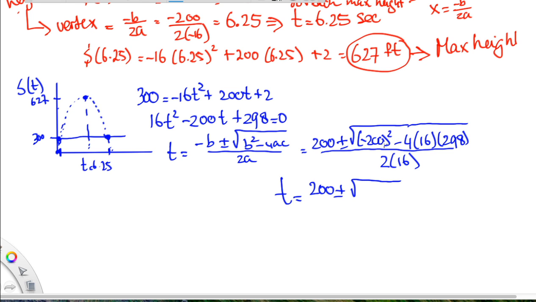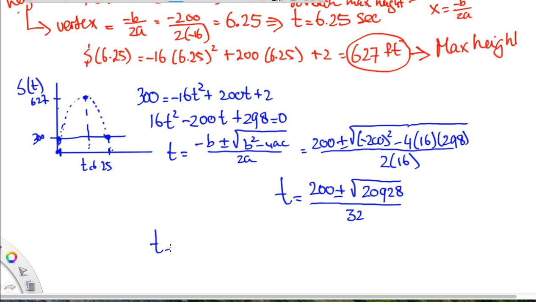So in the calculator, I would just type in this part, the negative 200 squared minus 4 times 16 times 298. And that gives me 20,928 divided by 32. The reason I would do that first is because I said a while back we actually should get 2 t's, so now you can split it.